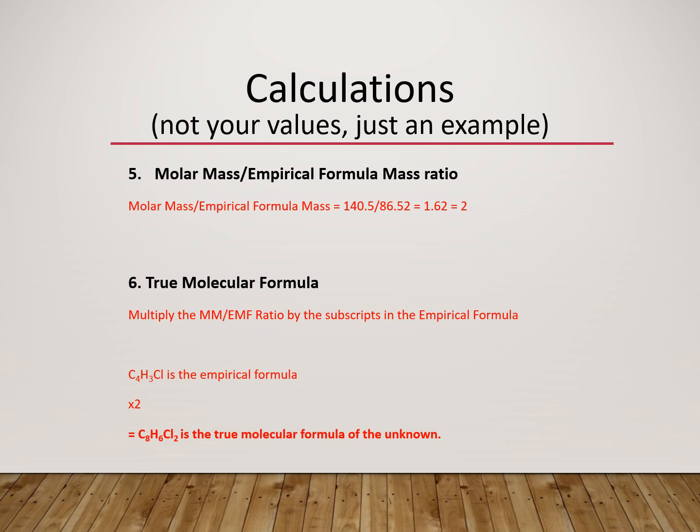So that is all the calculations for this. It's only about 6 or so steps, but if you do them in this order, then you'll be good. And you can end up figuring out what exactly the formula is of the unknown gas.